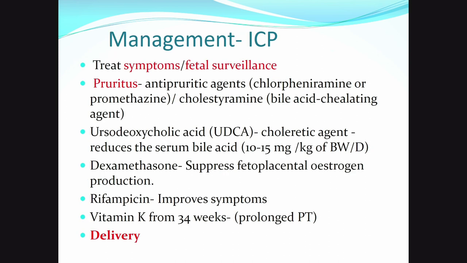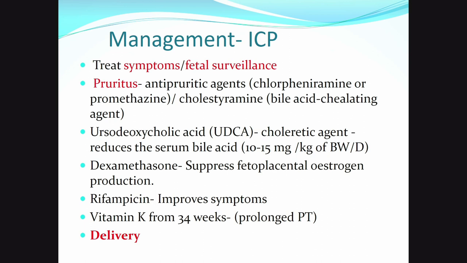Management of intrahepatic cholestasis of the pregnancy is basically that you treat the symptoms and do fetal surveillance. The pruritus is the most distressing symptom. We can use antipruritic agents like chlorpheniramine, promethazine, or cholestyramine, and ursodeoxycholic acid, especially in high doses, relieves the symptoms of pruritus. Most of the time, you have to use a combination of medications to relieve the symptoms.